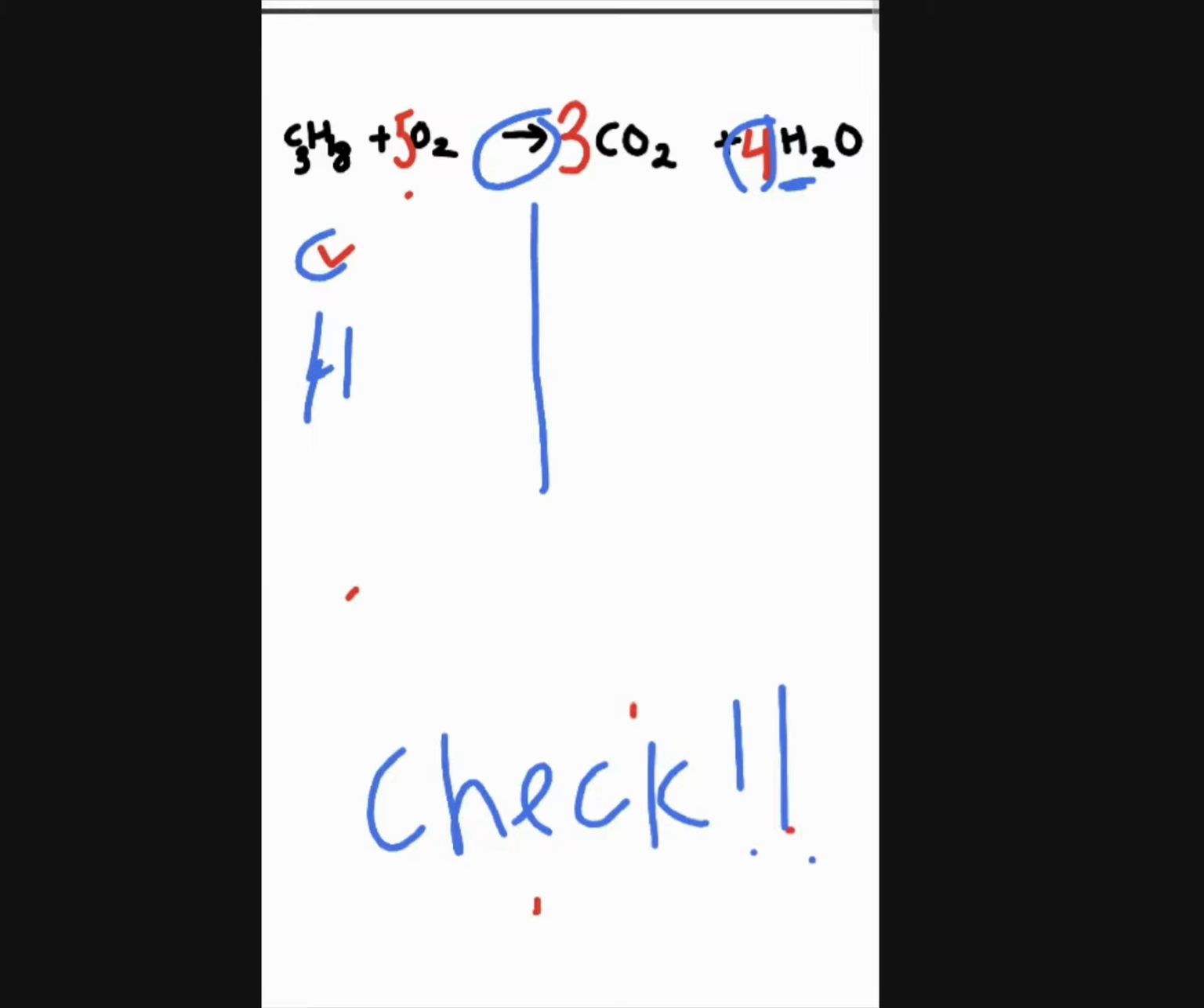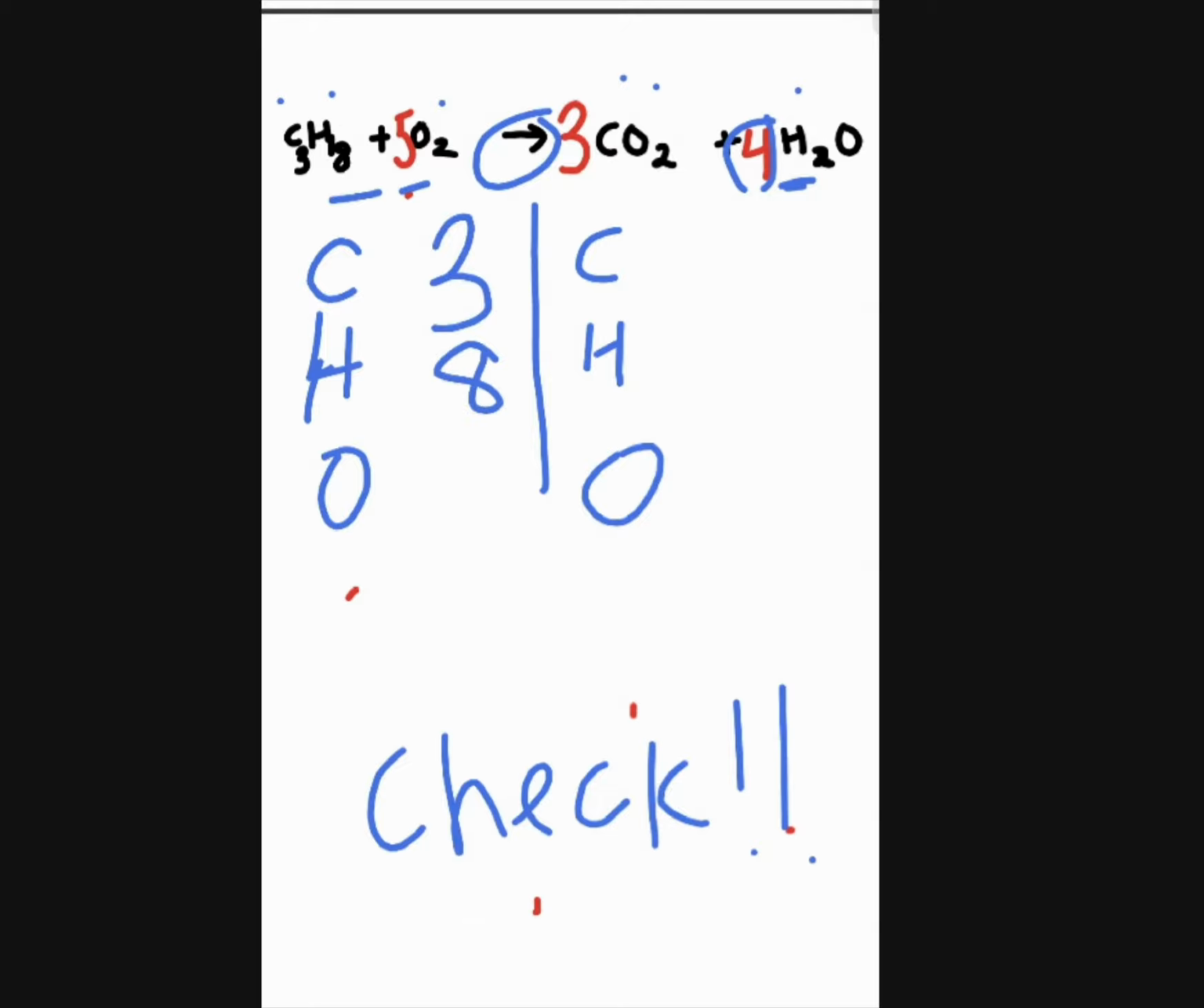So I have a C, an H, and an O, the elements that we have. And here I also have a C, H, and an O, so I'm going to write again C, H, O. Now, we're going to write how many of each element are there. Here I have 3 carbon, 8 hydrogen, and here 5 times 2, which is 10 oxygen.